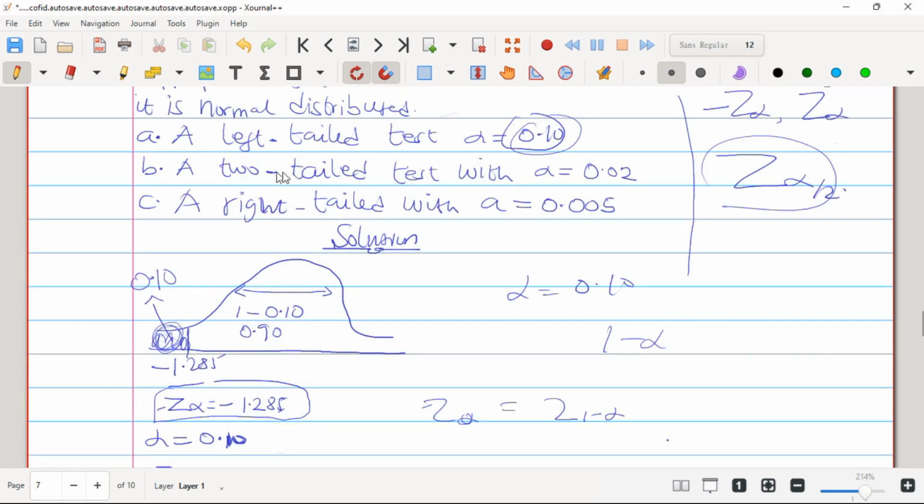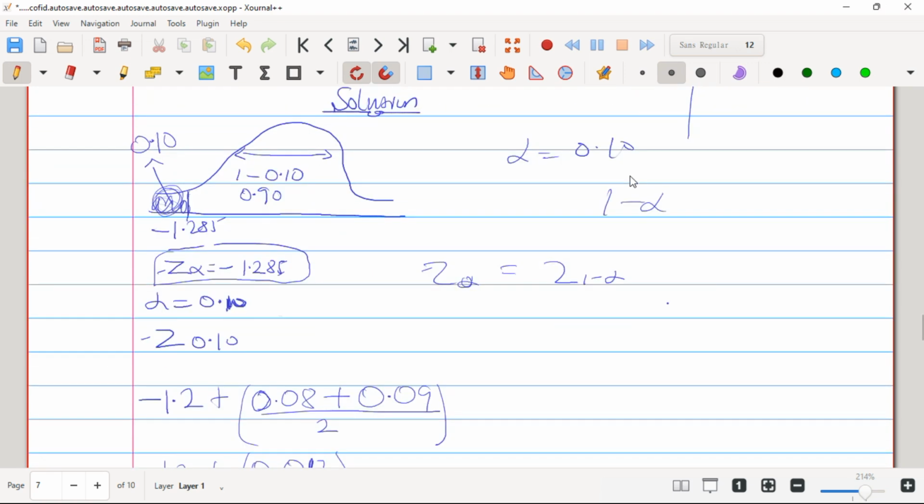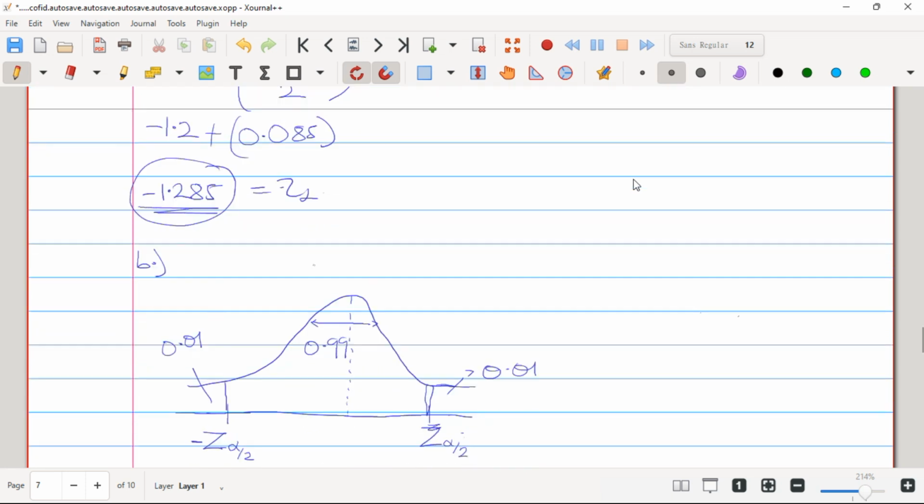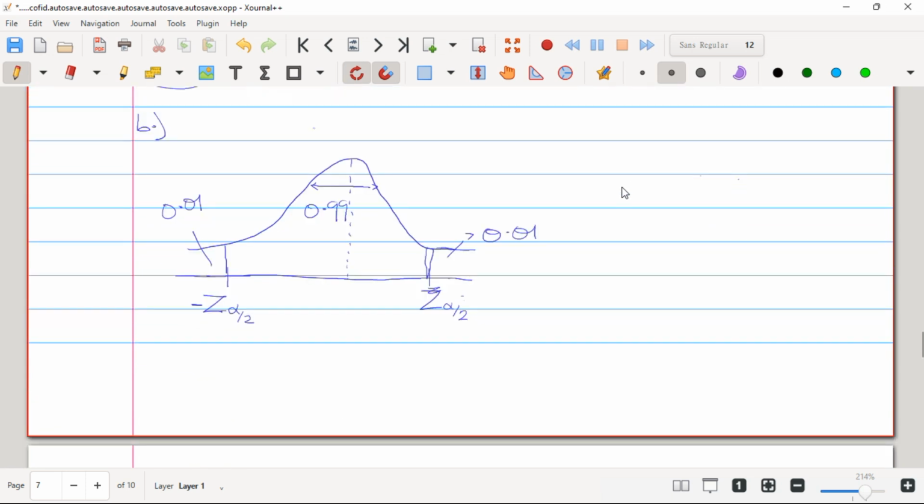Our next question is a two-tailed test with an alpha given at 0.02, right? So we have been asked to find the critical value for a two-tailed test with an alpha of 0.02. We know that this is how the diagram for a two-tailed test will look. We know that our alpha here was given as 0.02.